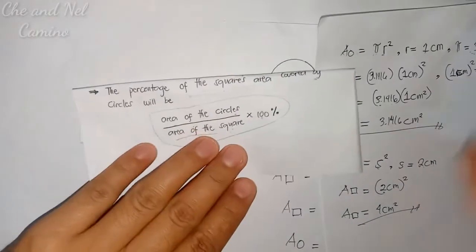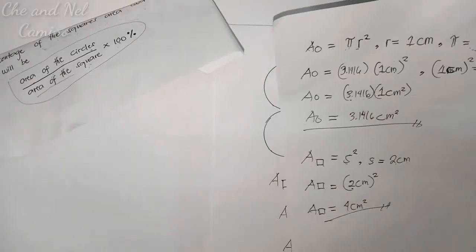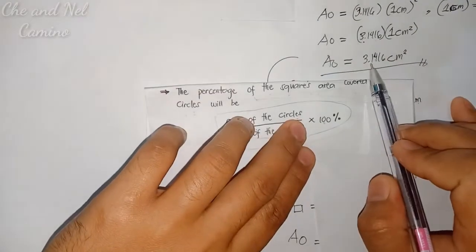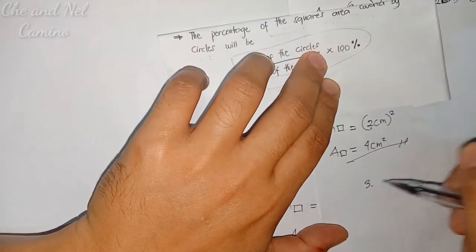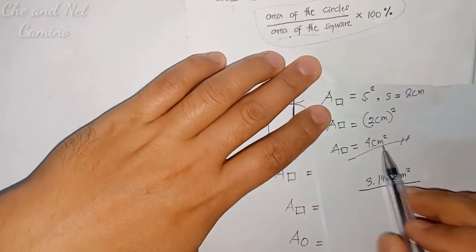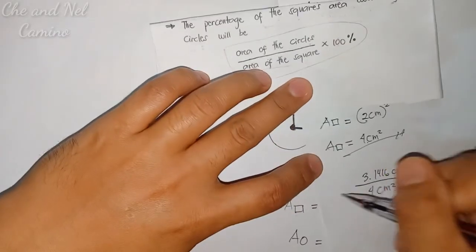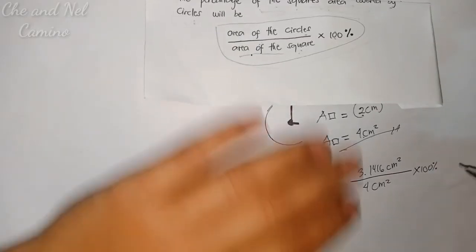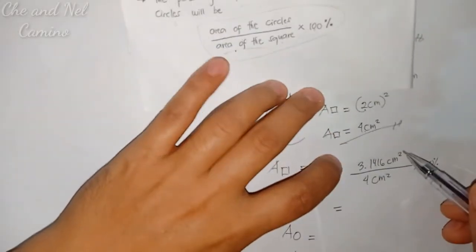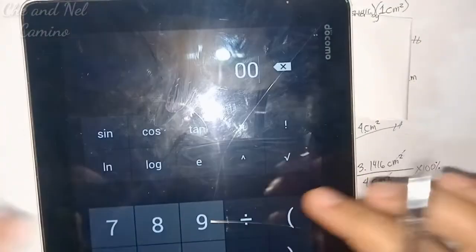So we will only have to use one area of the circle. That means the area of the circles is 3.1416 cm to the power of 2. Then the area of the square is 4 cm squared, multiplied by 100%. To continue, we will use the calculator, but we can have the cancellation: cm squared cancels here.